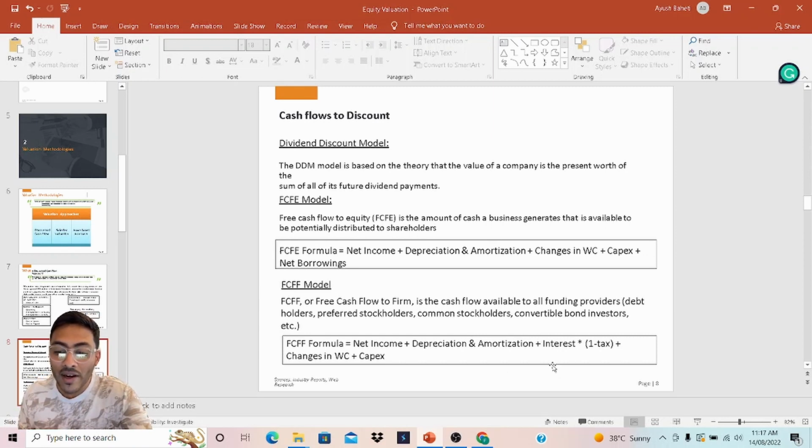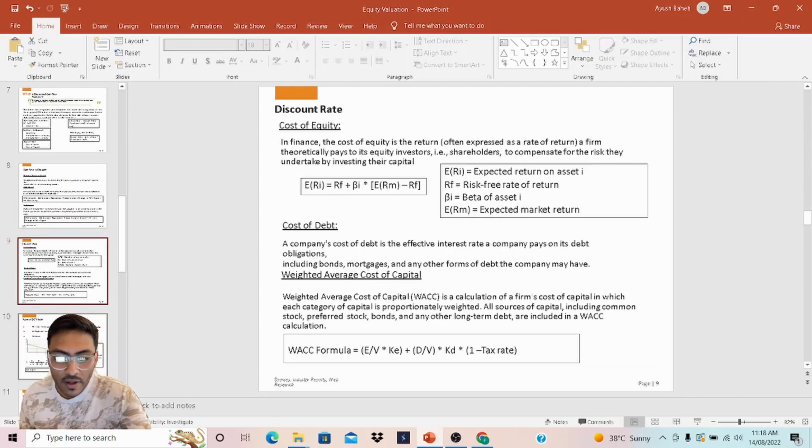Since we are valuing the debt holder as well, we will include the interest component, multiplied by 1 minus tax rate, because the interest is tax deductible. That's why we do this adjustment, plus changes in working capital and capex. So that is how you will arrive at the FCF.